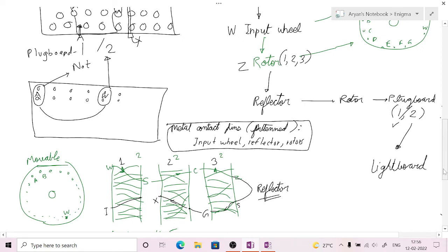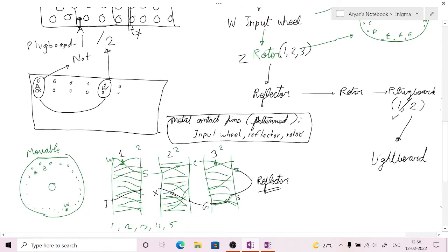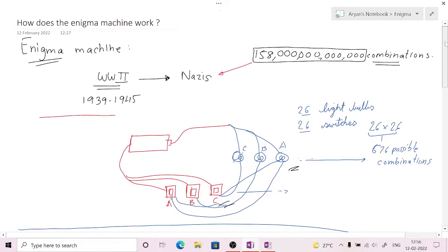So this is how the whole Enigma machine worked, and it is extra huge, okay? In the rotor, it changed it to I, and in the plug board, since it was 1, it was again the same as I, and in the light board, it showed it as I. So what we saw here is the whole working of Enigma, friends.